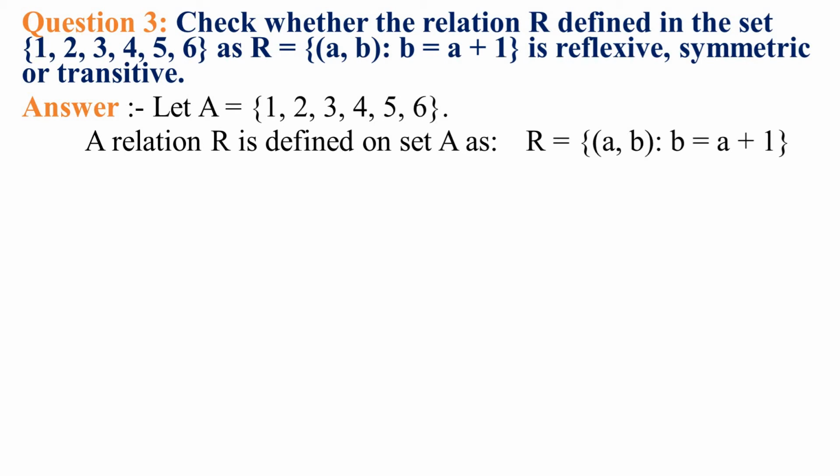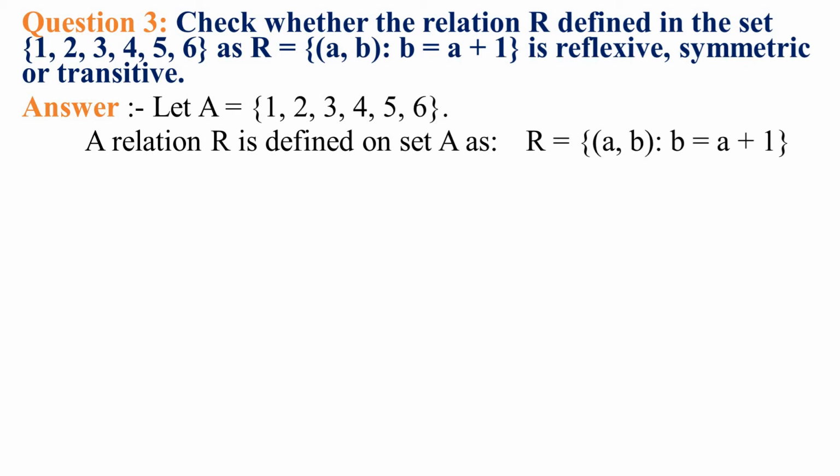Check whether the relation R defined in the set A = {1, 2, 3, 4, 5, 6} as R = {(a, b) : b = a + 1} is reflexive, symmetric or transitive. Here we check the reflexive, symmetric and transitive properties. Given set A = {1, 2, 3, 4, 5, 6}. A relation R is defined on set A as R = {(a, b) : b = a + 1}.